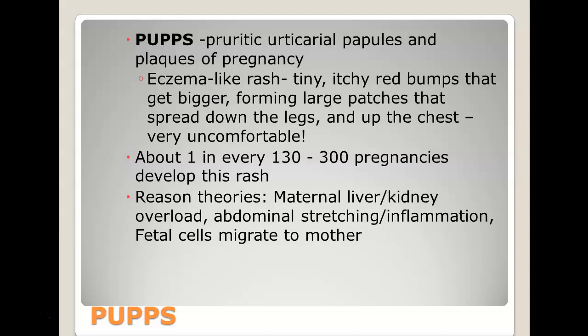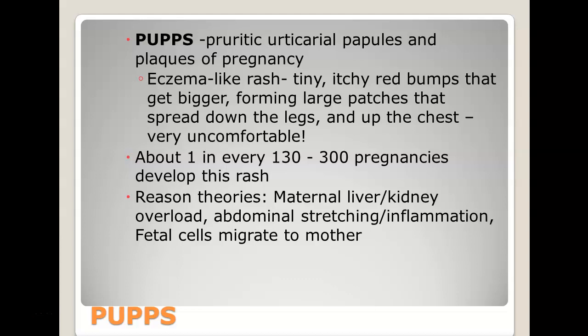It occurs in about 1 in every 130 to 300 pregnancies. So it's not terribly uncommon that they develop this rash, and there's different theories why this happens. So one of the theories is that it has to do with the maternal liver and kidney overload, the work that the liver and the kidneys of the mom need to do to get rid of baby's waste products, and that could be causing this. Another theory is that it just has to do with the abdominal stretching and the inflammation process that happens when the abdomen skin is stretching due to the pregnancy. And then another theory would be that fetal cells migrate to the mother and cause this rash.